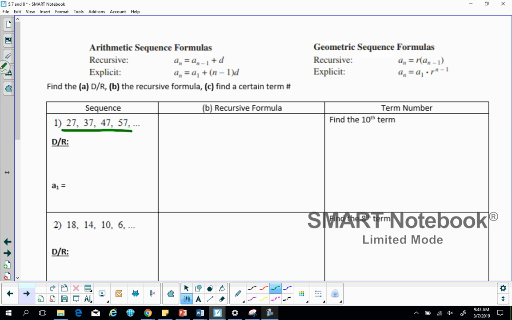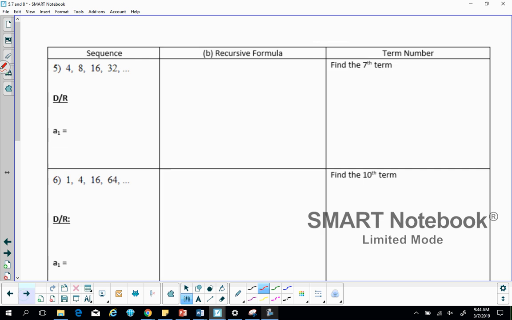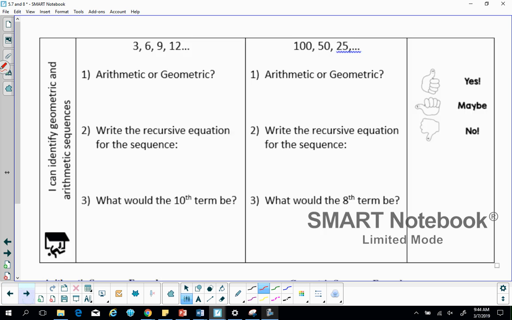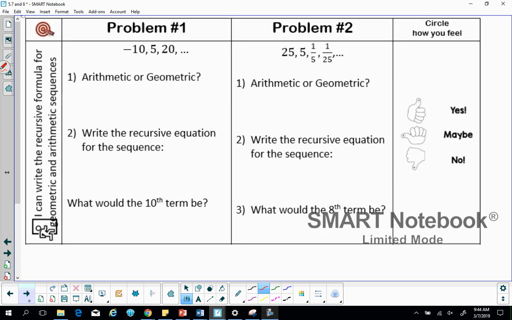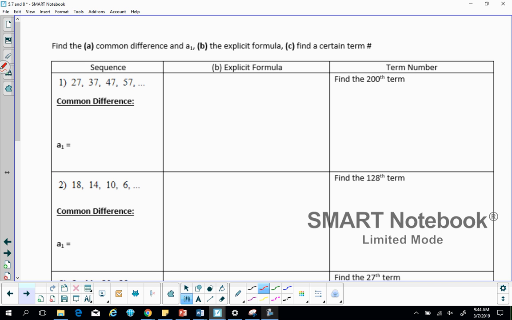So if I'm looking at this right here, would this be arithmetic or geometric? I think it's your second page of that packet, but I can start on the first page. There we go. This should be the first one. So you're looking and you're saying, hey, is this arithmetic or geometric? 27, 37, 47, what is it? It's arithmetic. So I'm going to put A right here.